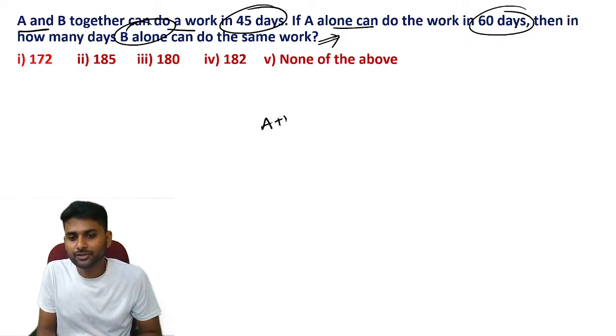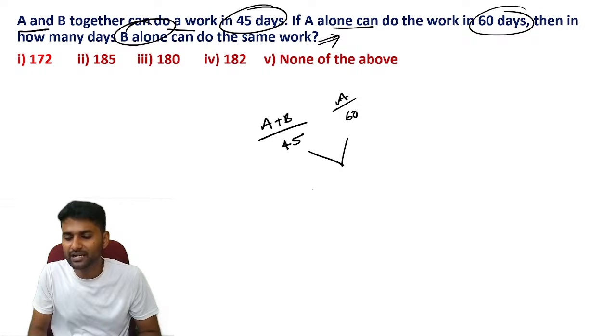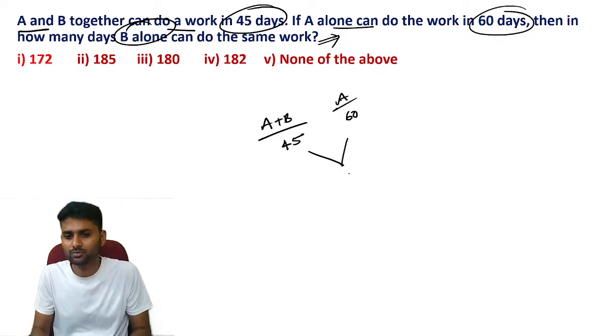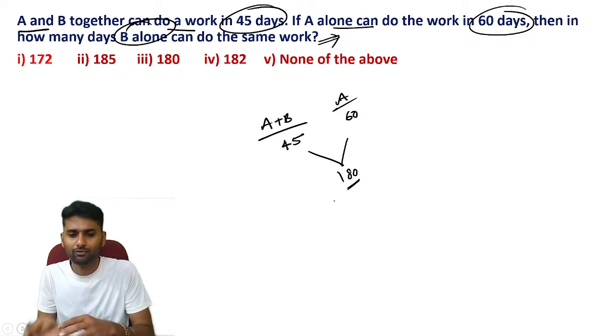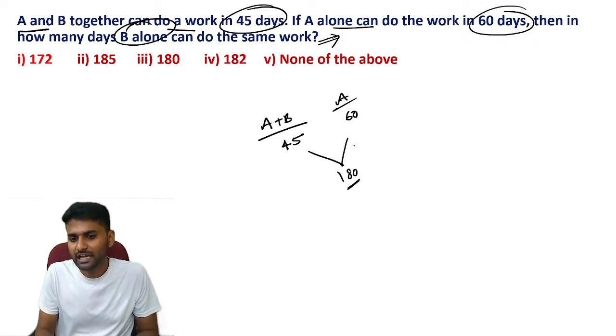Now see, A and B together complete it in 45 days. A alone can complete the work in 60 days. Now you have to identify the common multiple. See, the common multiple is 180. So you will get 180 in the 45 table and the 60 table. Efficiency of A is 3 units. Efficiency of A plus B is exactly equal to 4 units.